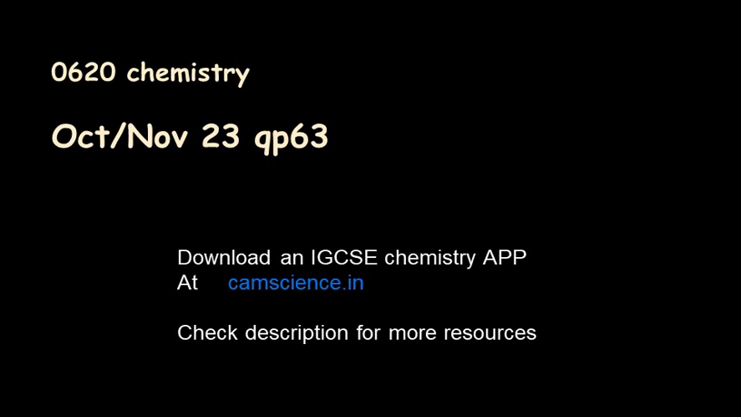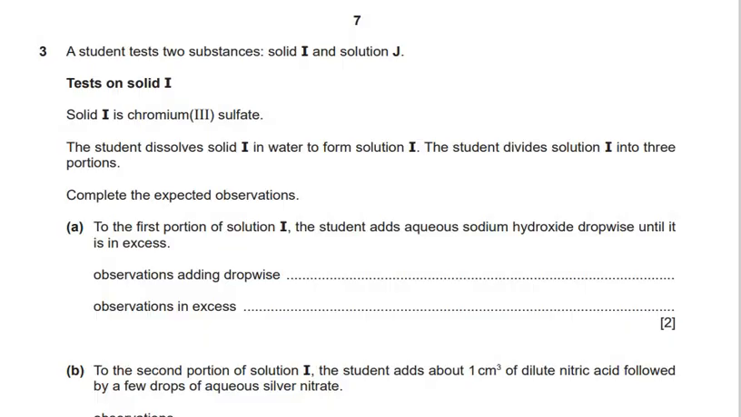So let's go ahead. So here is question 3, which is based on qualitative analysis, that is a student tests two substances, solid I and solution J. Now remember, solid I is a solid and J is a solution. Remember that. Let's go ahead.